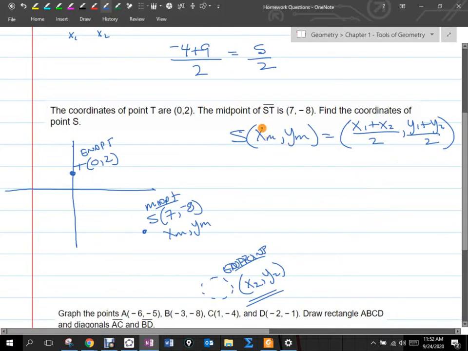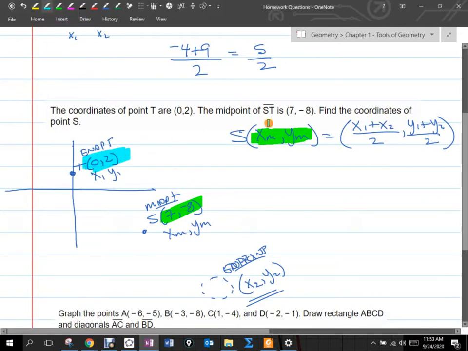Now I'm going to fill in the things I know. So this was x1, y1. This is xm, ym. x2, y2 are my unknowns. So as I plug things through, this information is going to go right there.